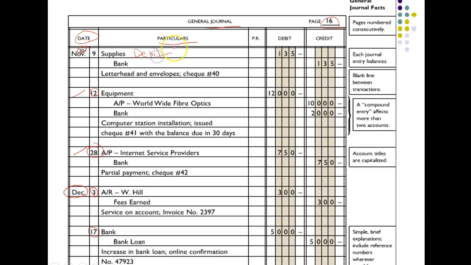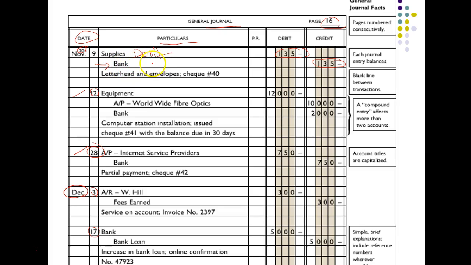So in this situation here, it looks like they've paid for some supplies. So we're going to debit supplies, and we're going to record the debit in the debit column. And then we're going to indent, and notice this is indented about 5 spaces. And we're going to record the credit part of the transaction. In this case, it's the bank. And we're going to credit the bank $135. Notice that each journal entry balances: the debits equal the credits, the same as we were doing for the ledger.